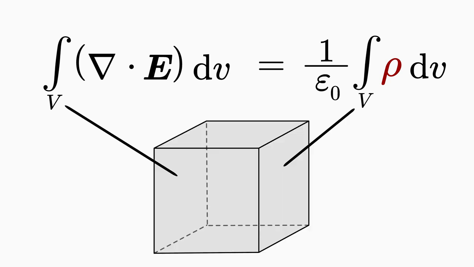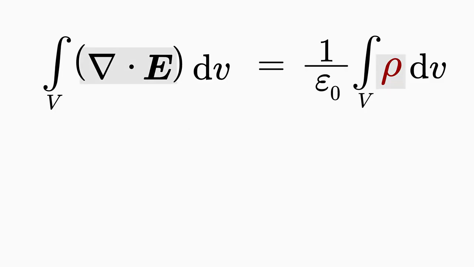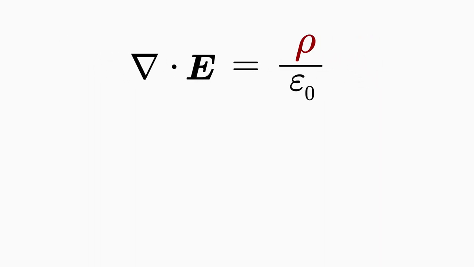For this equation to be satisfied for an arbitrarily chosen volume V, the integrands on both sides must be equal, the right integrand being multiplied by the constant 1 over epsilon 0. And now you have discovered the differential form of the first Maxwell equation. The divergence of E is equal to rho over epsilon 0.